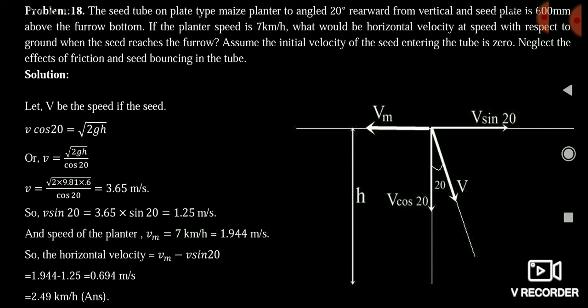When we are sitting on the planter, then we can see that it is moving with a speed of 1.25. But when we remove this speed of planter, then we can calculate the actual speed with respect to the ground. So actual speed 1.944 minus 1.25 is equal to 0.694, that is 2.49 kilometer per hour. Friends, this is also a GATE previous year question. I forgot, but I have not mentioned the year. Then you should not think that this is not a GATE question. All these questions, whatever I have solved, are GATE questions.